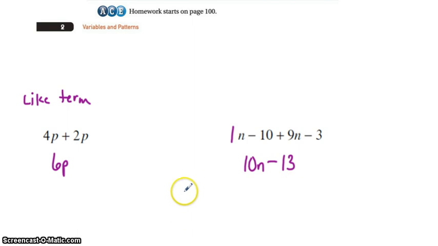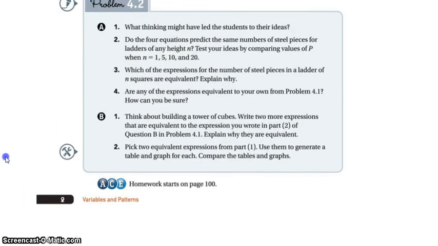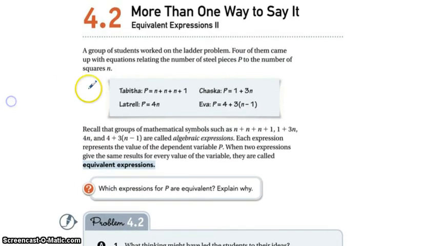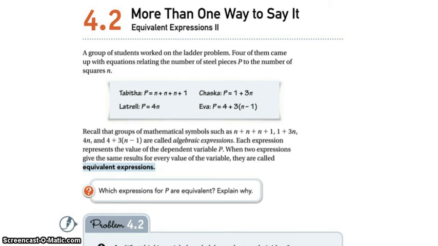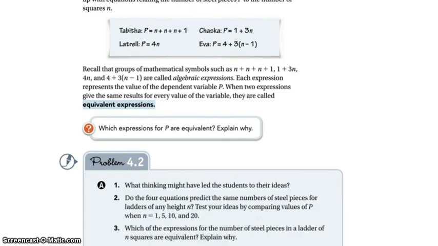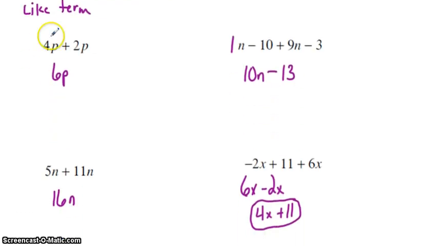All right, go back and watch that as many times as you need. I promise that when we get into the lesson tomorrow or in class, this will help us when we start checking to see if these are equivalent expressions, equal expressions. All right, see you in class.